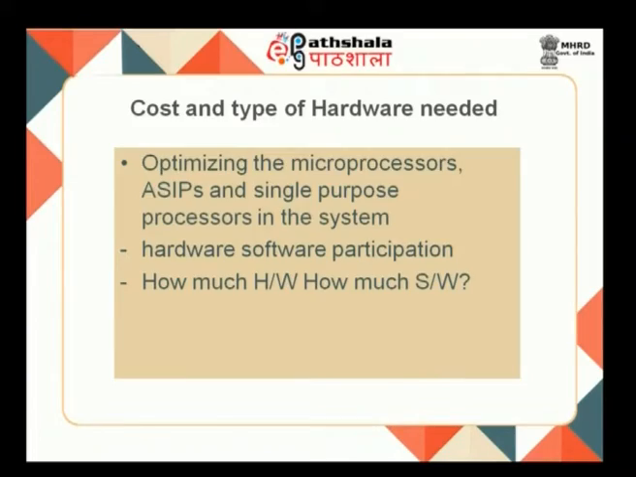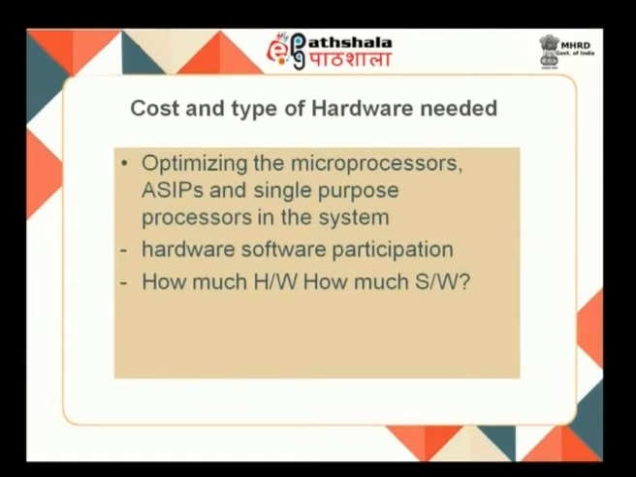And remember that not only how much hardware and how much software contribute towards cost, but the processor I am selecting also comes into the picture. If I am looking at a small toy, then I can go ahead with the 8051 microcontroller itself. That means it is of very less cost, maybe within 100 rupees.